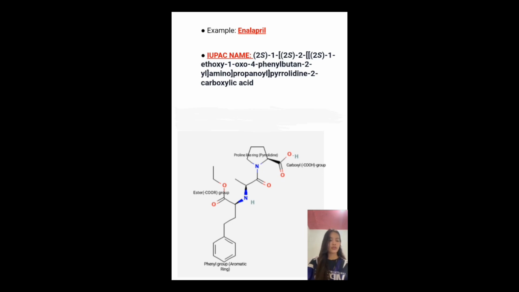So this is the carboxyl COOH group, which is essential for ACE inhibition. And this is the pyrrolidine ring. Pyrrolidine helps the drug bind to ACE, and this is the ester COOR group, which makes enalapril a prodrug for better absorption. And the last is the phenyl group, an aromatic ring, which improves the drug solubility and binding.